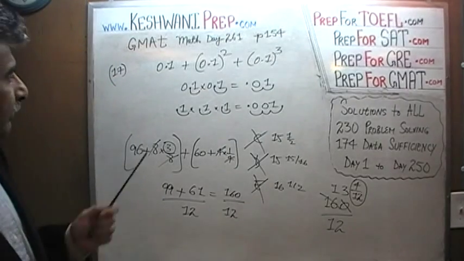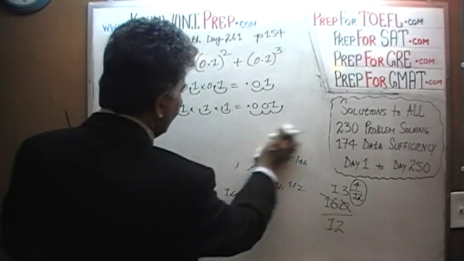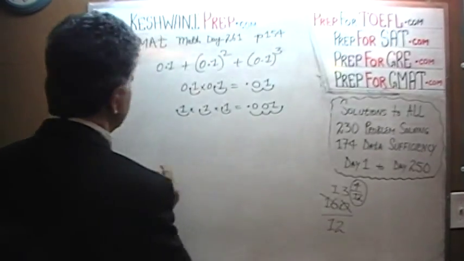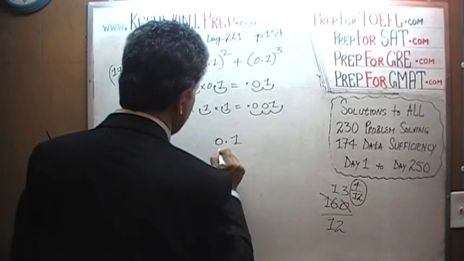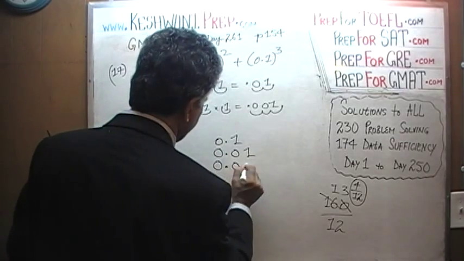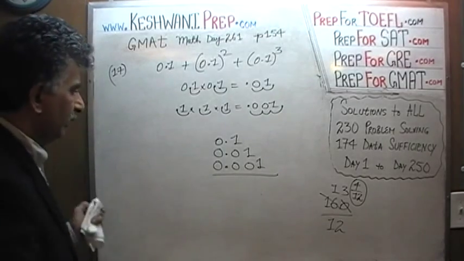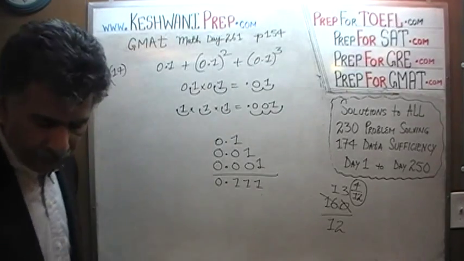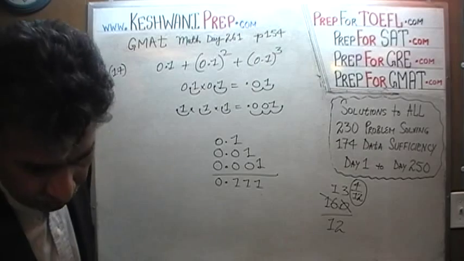And we just have to add them up. So let's do it. So we have 0.1 plus 0.01 plus 0.001, and that's it. As simple as that. 0.11. The answer is going to be 0.111. That was silly. That was childish. The answer is B.